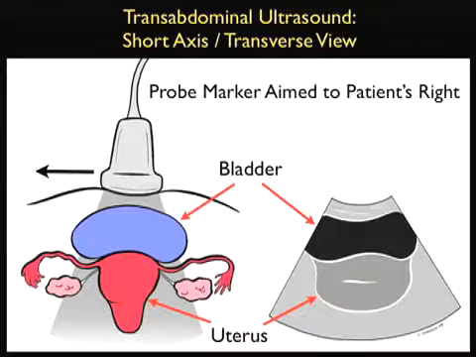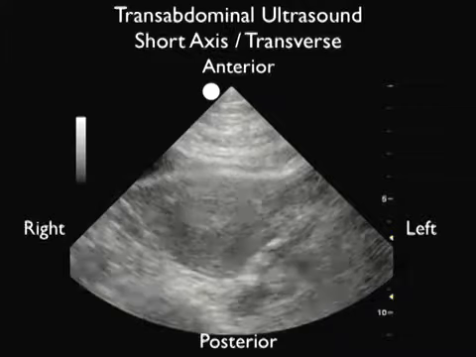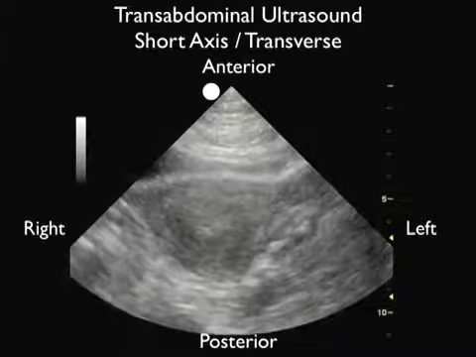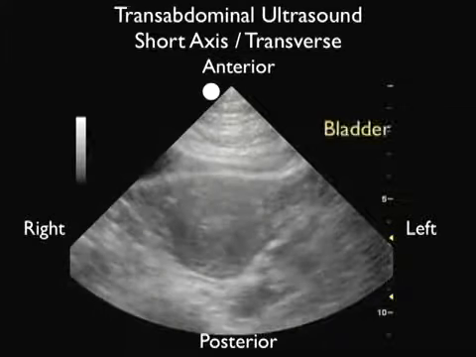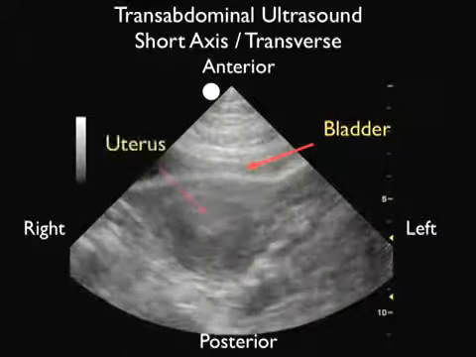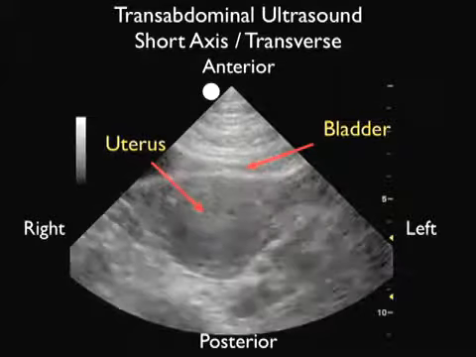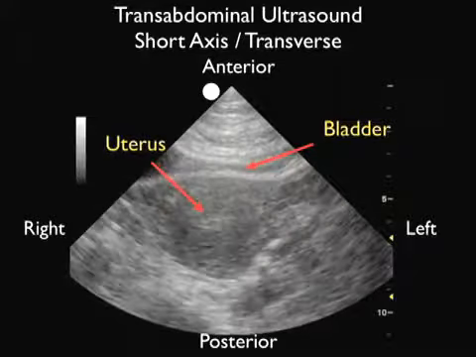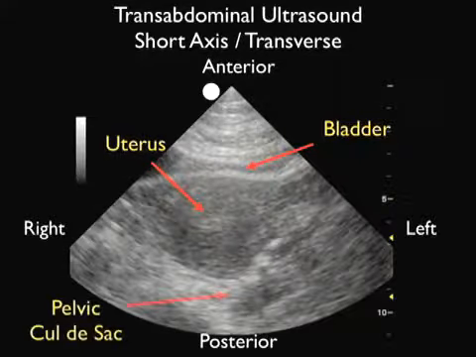We see the resulting ultrasound image to the right, and again we see the large dark anechoic fluid collection, which is the bladder anteriorly, and just posterior to the bladder we see the uterus. Here's an ultrasound image of the female uterus as taken from a transabdominal approach using a short axis or transverse cut through the pelvis. We see here that the probe marker is located over towards the patient's right side, so right is to the left of the screen and left is to the right.